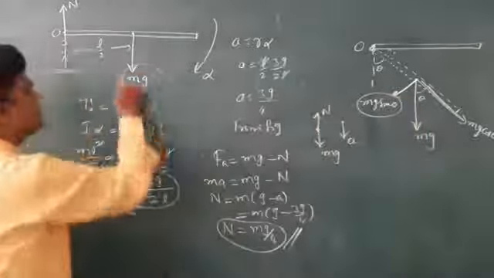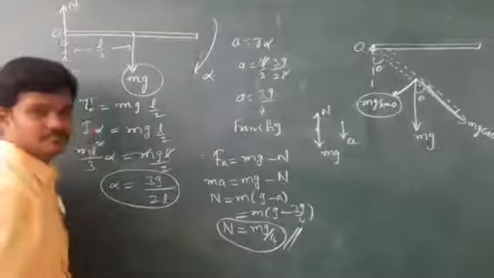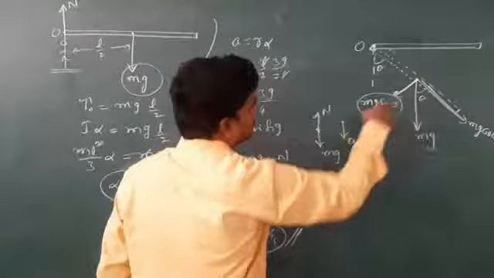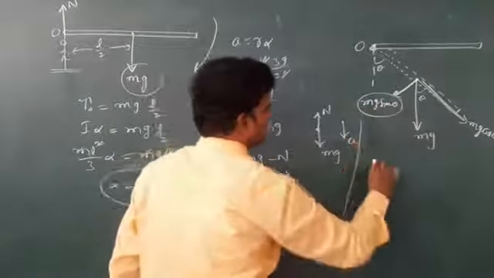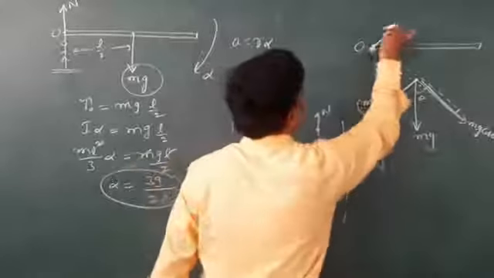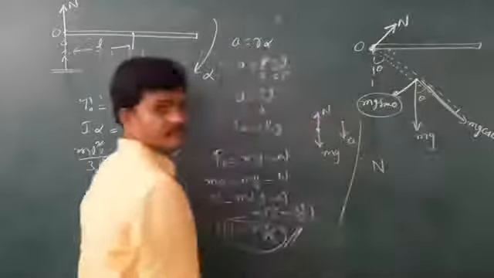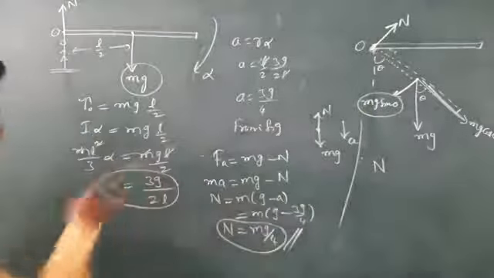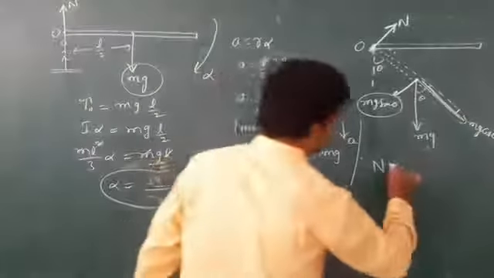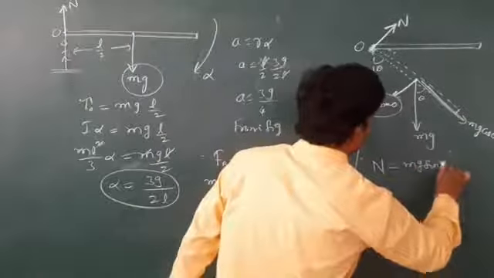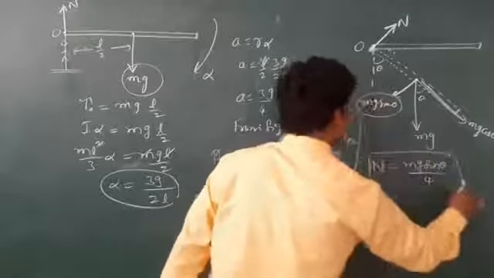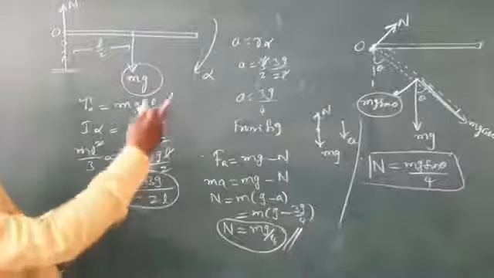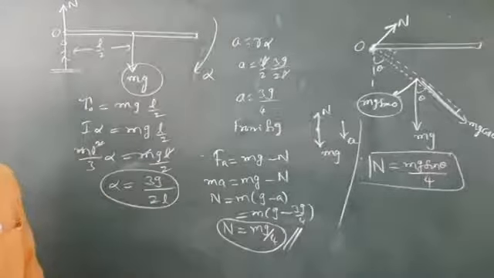Earlier it was just mg, so I got mg by 4. Follow the same process. In place of mg, the force is mg sin theta. Normal reaction acts in this direction, perpendicular to the contact surface. Follow the same process as I did for this, and you will get mg sin theta by 4. If theta becomes 90, you will get the same, mg by 4.